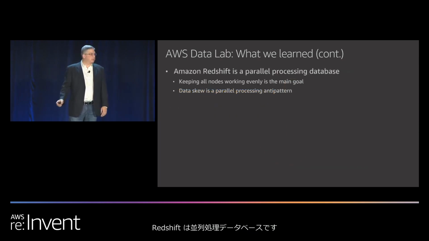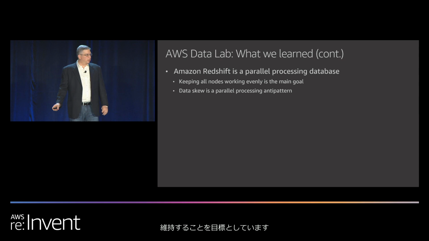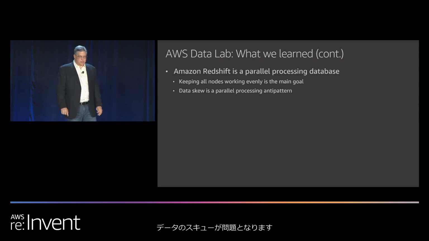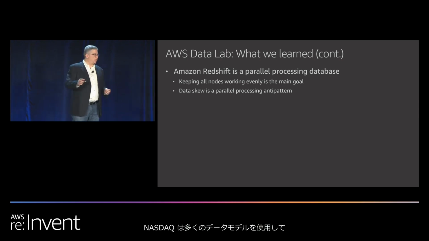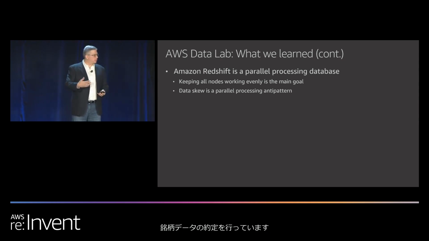Redshift is a parallel processing database. The goal with Redshift, or any parallel processing database, is to keep all those nodes working. Right? Data skew is a problem. With many data models, Nasdaq is working with stock symbol data, where stock symbols, trades, and orders and executions of the symbol data. That's what this database is doing.